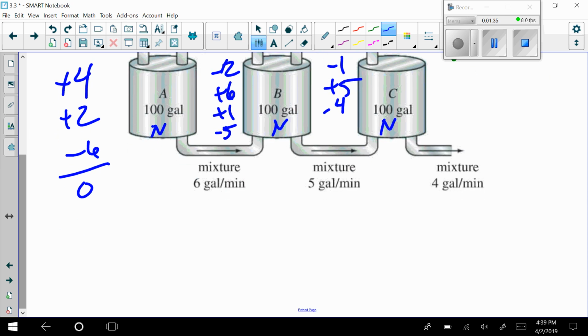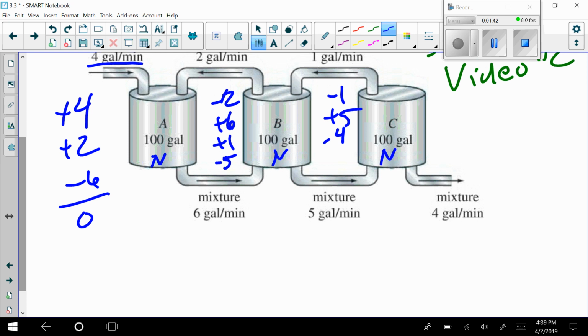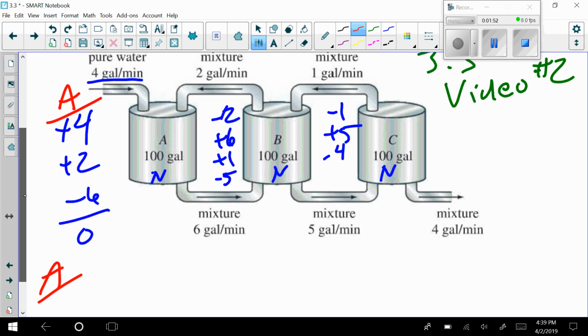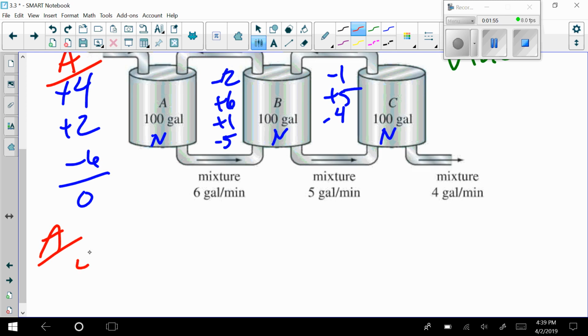And now what would be really nice is if I can just go through and do this type of math right here. I have each one of these almost set up already. Like this A here, you can see this positive 4. For A, it's getting 4 what? Pure water. So that's 4 gallons per minute of water. Well, water would be 0 pounds of salt per gallon.